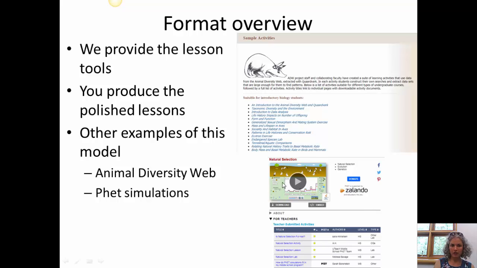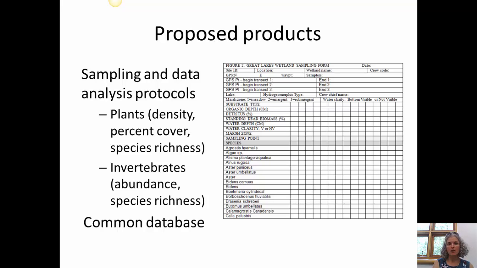Same thing with these simulations that have been produced by the University of Colorado Boulder. So they've produced, for example, a natural selection simulation, the tools, the nuts and bolts. And then here's a place on their website where teachers have generated very specific lessons that utilize those tools. So that's what we're planning to do, generate the tools, and hopefully tools that inspire you to produce some really great lessons that engage your students in Great Lakes coastal wetlands.